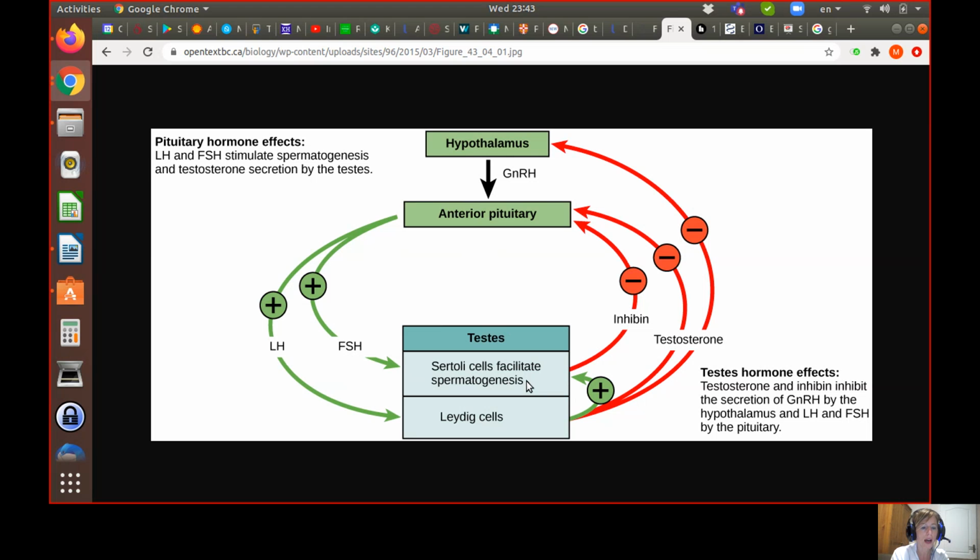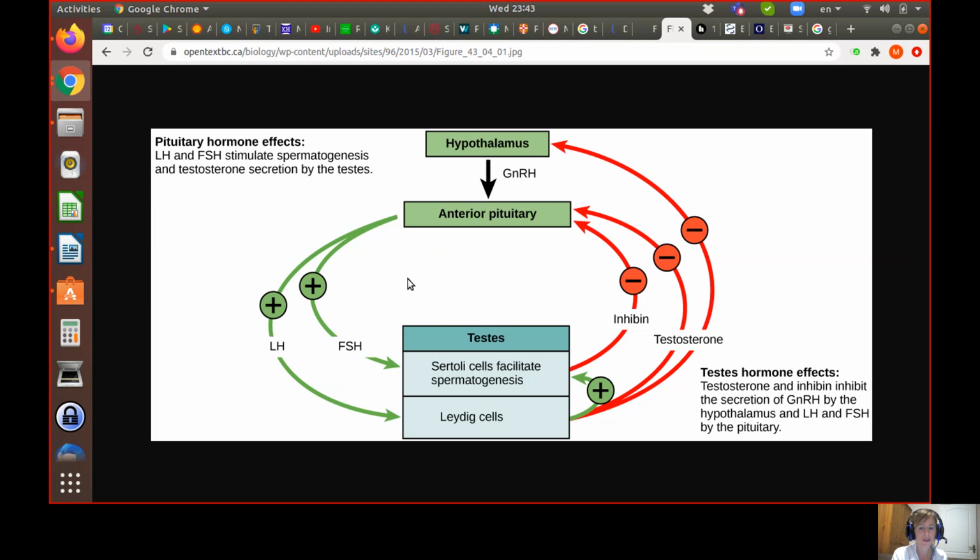So if the sperm count reaches 20 million per milliliter, which sounds like a lot, the Sertoli cells cease the release of inhibin and the sperm count increases again, which is necessary. We do not want to go below that tiny number of 20 million because we consider that as infertile.